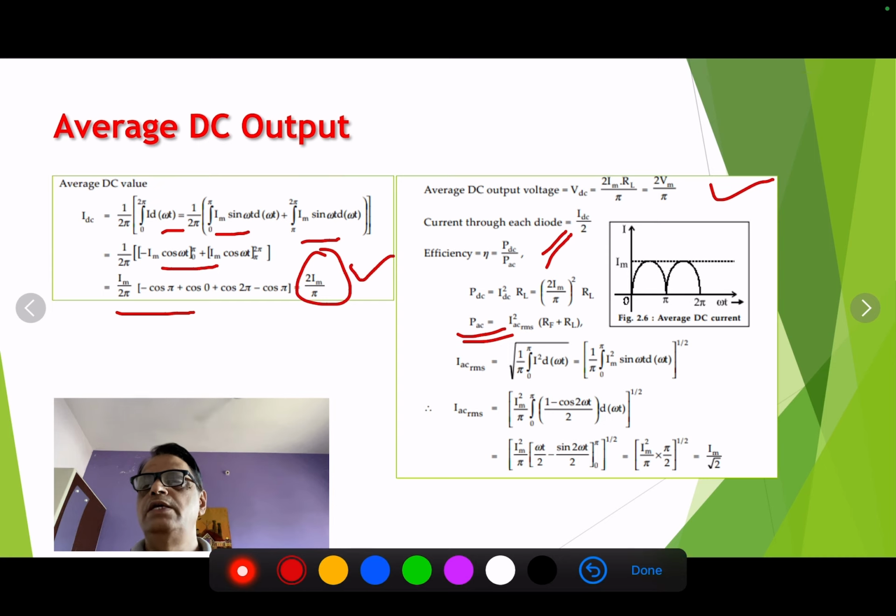So IAC RMS can be obtained by using this formula: under root 1 upon pi integration from 0 to pi I square d omega t, which is nothing but 1 upon pi integration from 0 to pi Im square sine square omega t d omega t. And therefore I will get the value of IAC RMS as equal to Im divided by root 2 as shown in this slide.